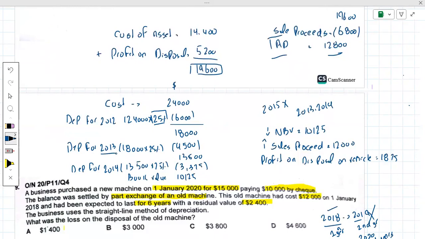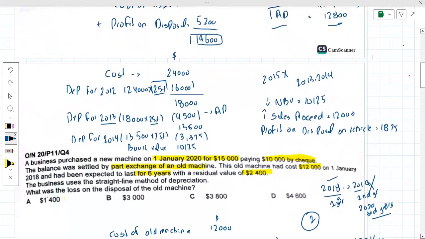In 2013, we would apply the depreciation rate on the net book value. What was the net book value at the end of the year? We have $18,000, so $18,000 multiplied by 25%. So the depreciation in 2013 is $4,500. Now we are going to find out its depreciation again in 2014. Now we have the net book value, which is 13,500.